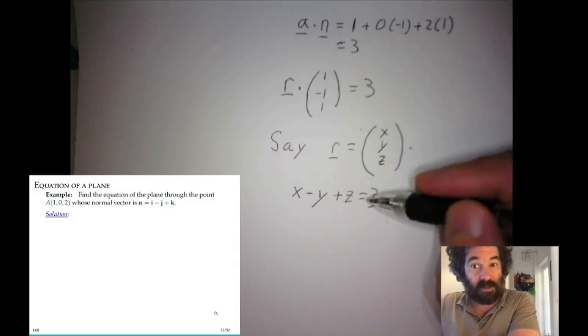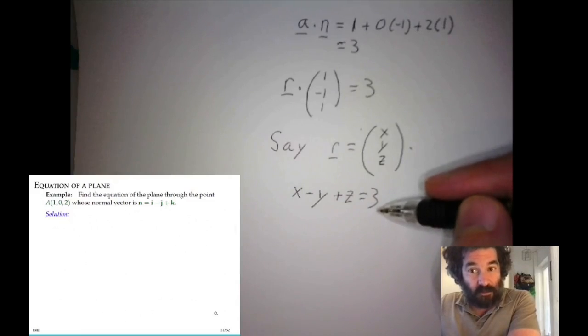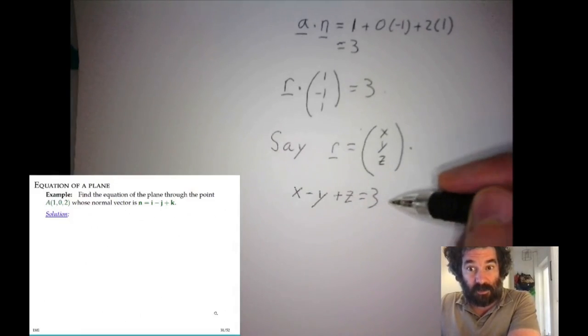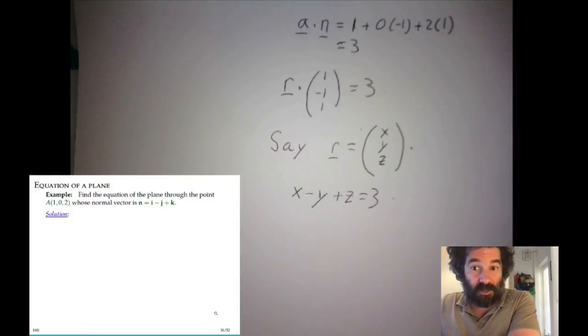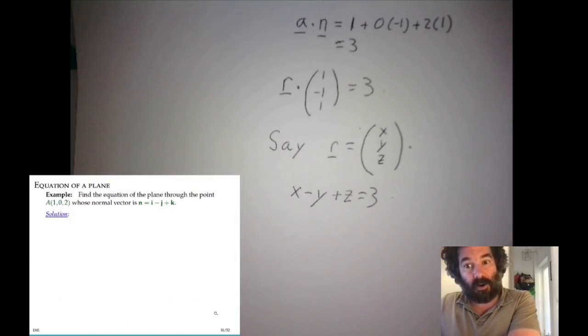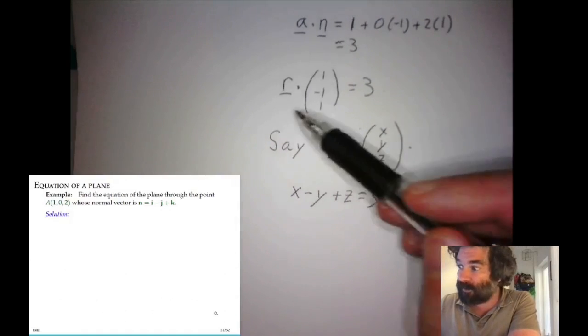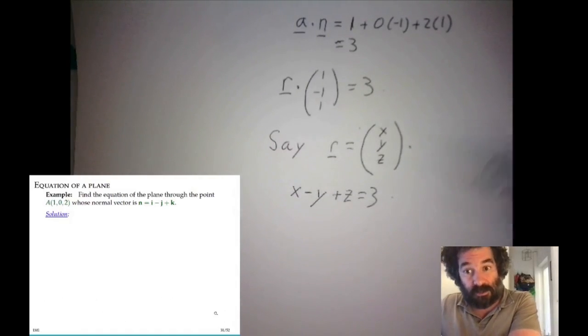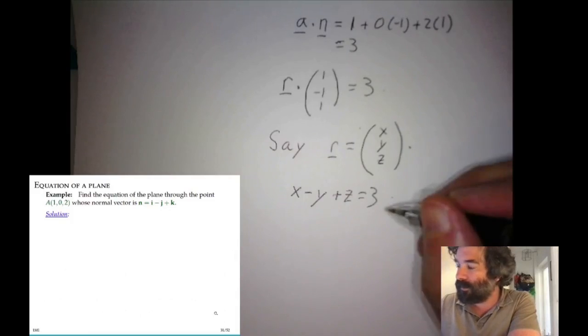And so this equation maybe seems a bit more familiar, but these two equations, this one and this one, are the same equation describing all the points on this plane. So either the position vectors are of the points on the plane, or the x, y, and z coordinates of the points on the plane.